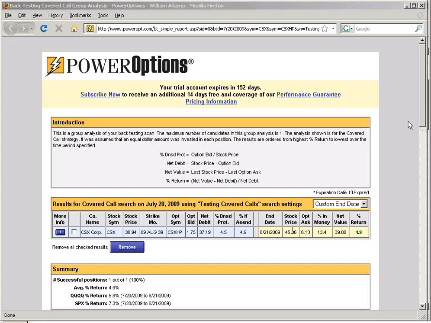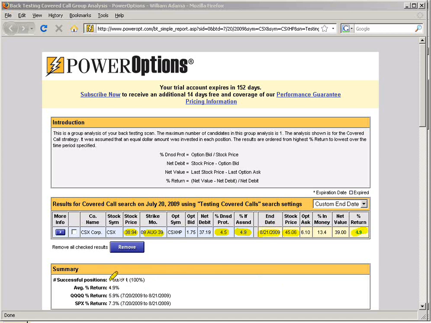Okay, on the original date, the stock was trading at $38.94. We could have sold the August 39 call. This was on July 20th. We would have had a downside protection of about 4.5% and a percent if assigned of about 4.9%. Okay? Well, what happened? CSX apparently moved up to $45.06 on August expiration. So this would have given us our return of 4.9%, and the summary is listed down here below.